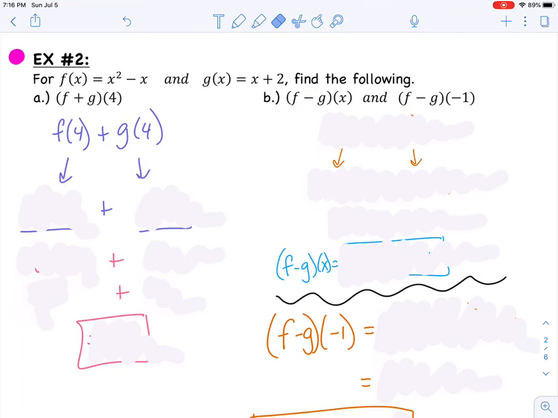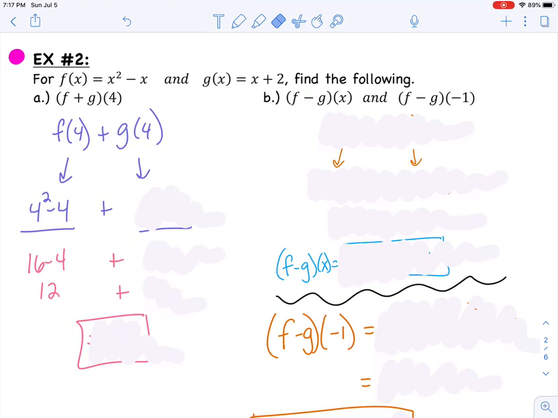So f of 4 means wherever we see an x in our f function, we're going to plug in our 4. So find your f function, plug in a 4 for x, and all of your x's. You should end up getting a 4 squared minus 4, right? 4 squared is 16. 16 minus 4 is 12. So f of 4 is 12.